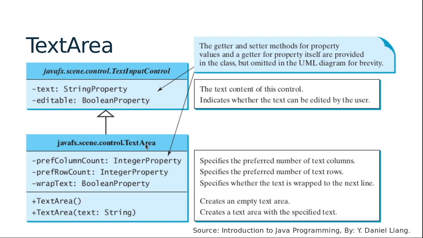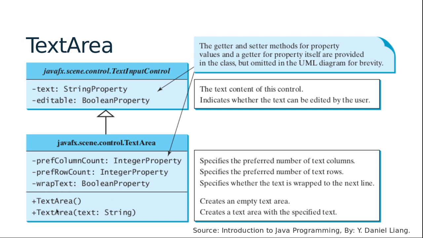Okay, now text area itself has its properties, a preferred column count, which will actually define the number of columns to be displayed in the text area. Indirectly, it is defining the width of your text area also. Then there is a preferred row count, which is the number of rows to be displayed. And if user enters more than that number of rows, then by default there will be a scroll bar. Then there is a wrap text property.